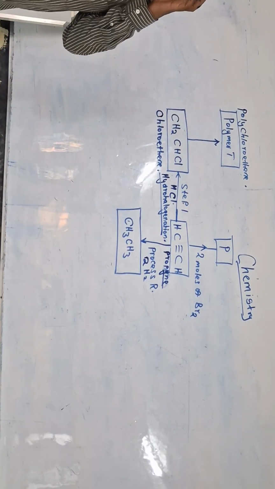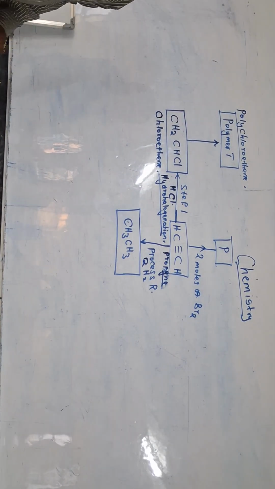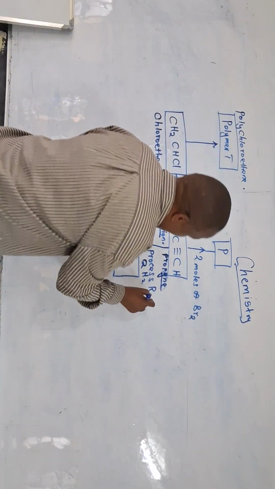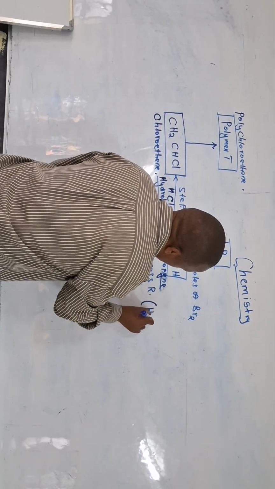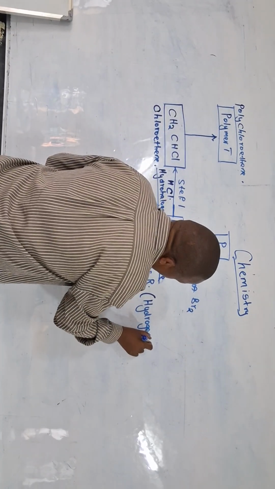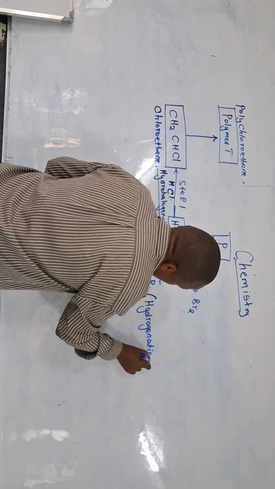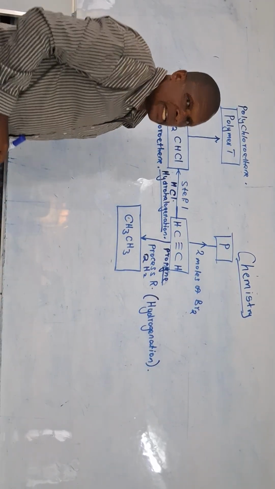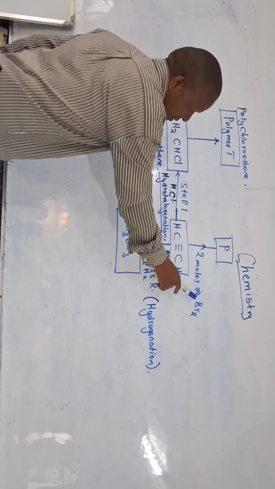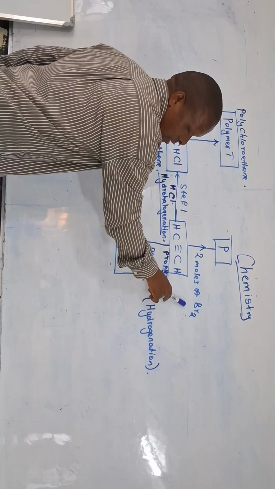So what is the name of the process? Addition reaction known as hydrogenation. So here we are adding hydrogen, so the type of addition reaction is known as hydrogenation. So if you are asked to name the process taking place, what will you say? Hydrogenation. Are we together?